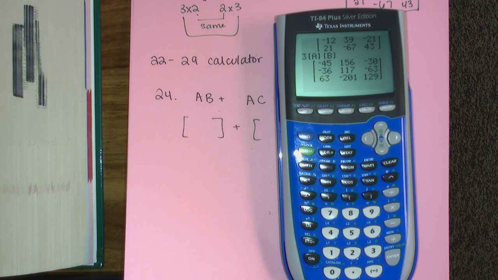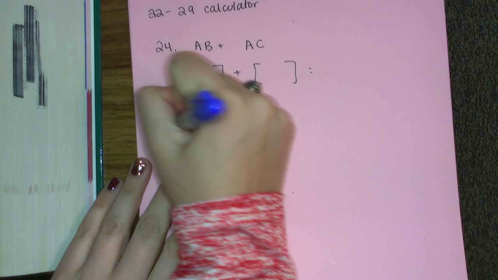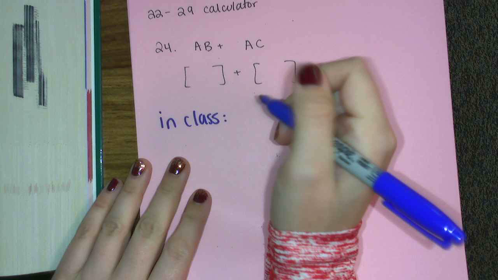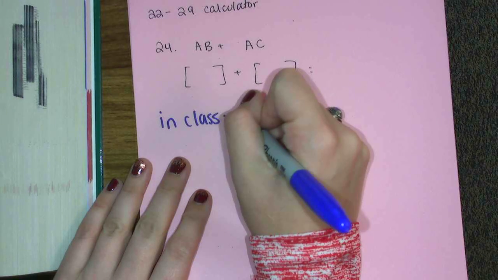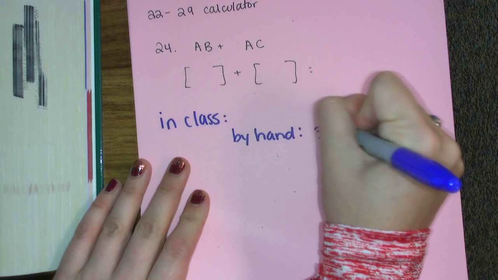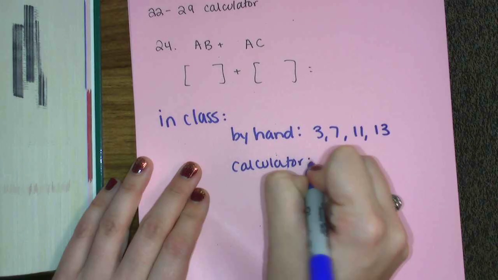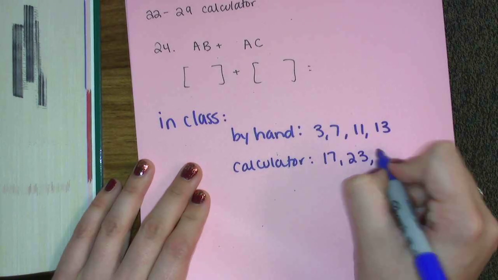Okay, any questions about this? I'm okay with it? Okay. Let's see. So you still have a little over 20 minutes. Okay, so your ones to be done by hand: 3, 7, 11, and 13, and then the calculator: 17, 23, 25, and 27.